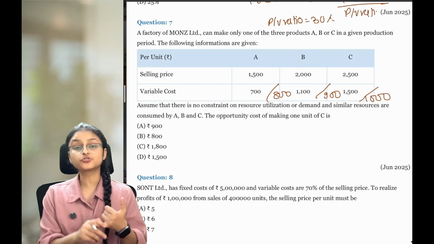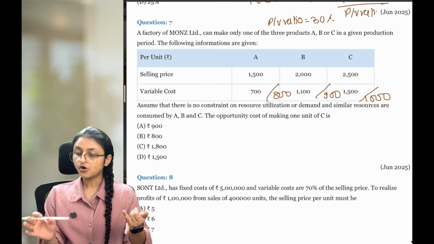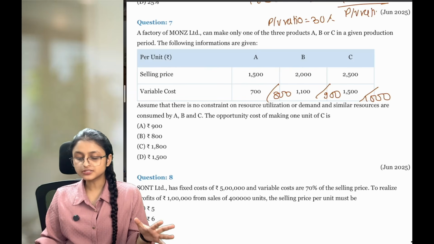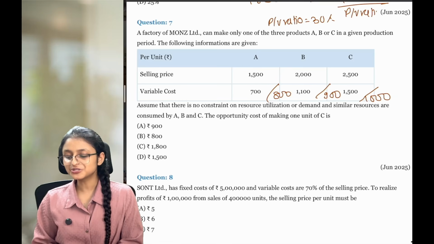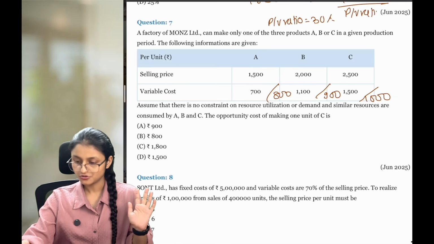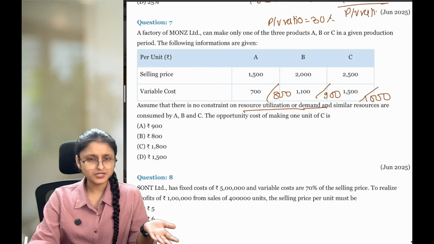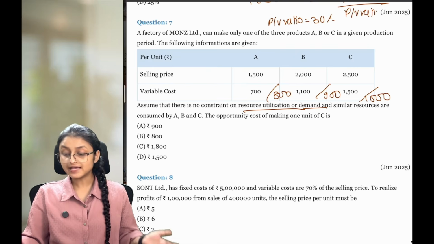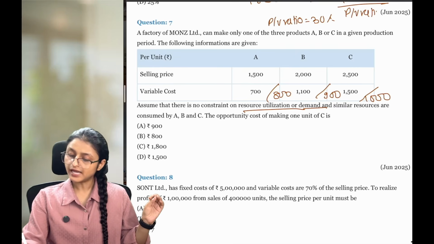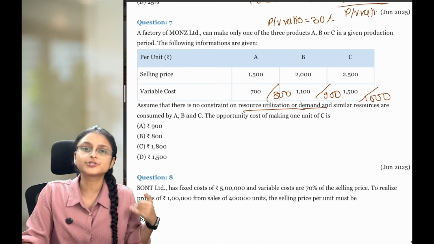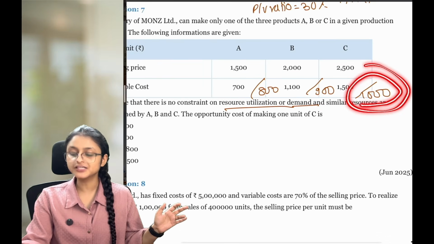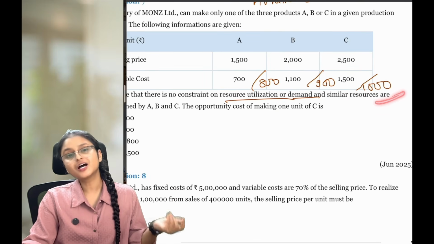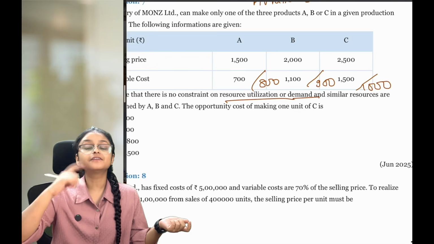Assume there is no constraint on resource utilization. There is no such constraint available on resource utilization and on demand also. There is no constraint on the demand, and similar resources are consumed by A, B and C. So what is the opportunity cost of making 1 unit of C? If you already know that there is no resource constraint or demand constraint, you can decide on the basis of contribution per unit or the total contribution which you are earning from that product. As there is no demand related constraint also, I can decide on contribution per unit only what product I should produce. So as the contribution per unit is higher for product C, we decided that we are going to produce product C. But if you are producing product C, what is the opportunity cost? Opportunity cost is the next best alternative which is foregone.